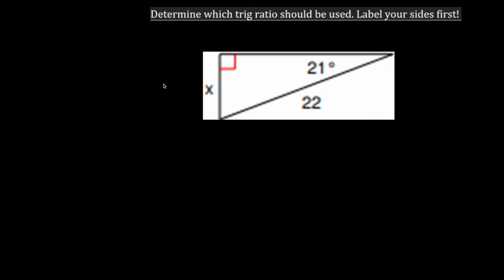And the next one, draw your side opposite of the right angle first, and we're going to say that's the hypotenuse. We're given the hypotenuse, we have our angle theta as 21 degrees, and the side opposite of theta is x, which is the side opposite. That unmarked side, which we don't necessarily need, we can always label as adjacent.